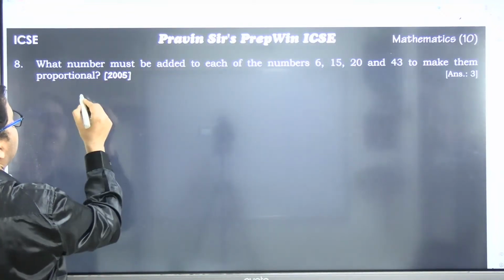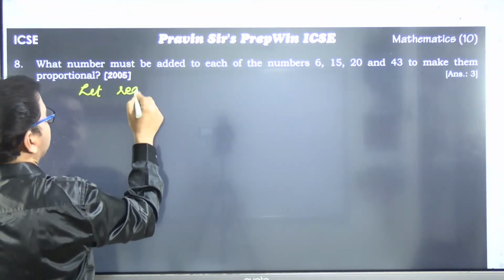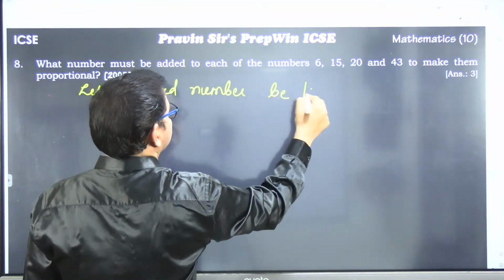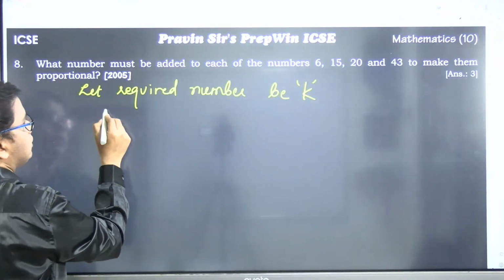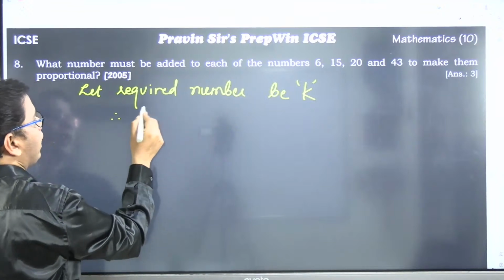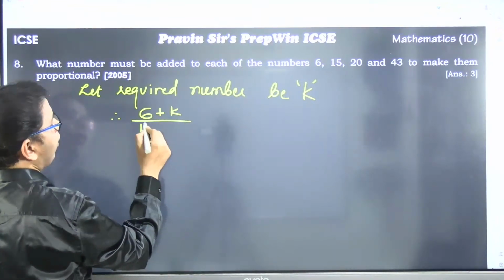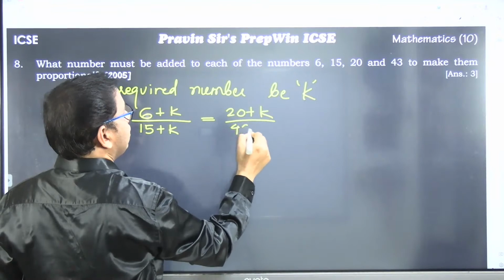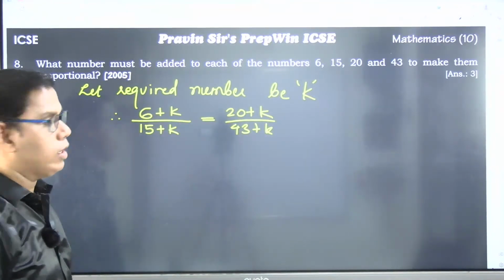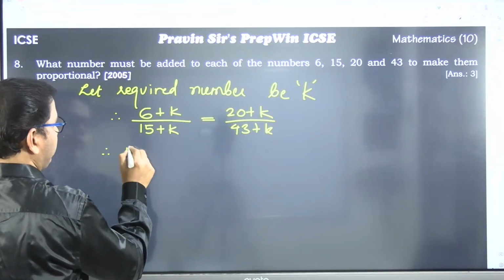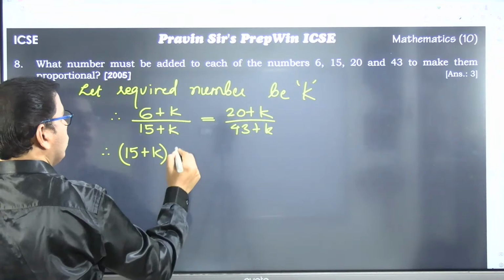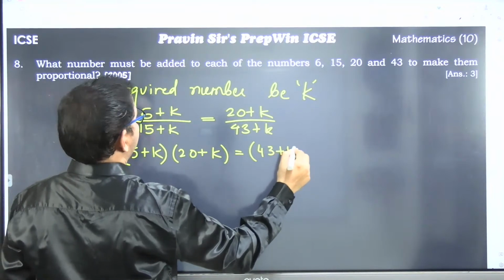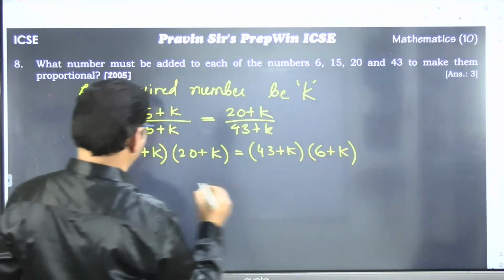Okay, what number? Let required number be k. राइट, k वो नंबर है, मतलब हमारा जो भी answer होगा, k का value होगा, वो हमारा answer होगा. 6 plus k upon 15 plus k, okay, is equal to 20 plus k upon 43 plus k. Plus k add करने पर ये terms will be in proportion. Let us cross multiply: 15 plus k into 20 plus k is equal to 43 plus k into 6 plus k, right?